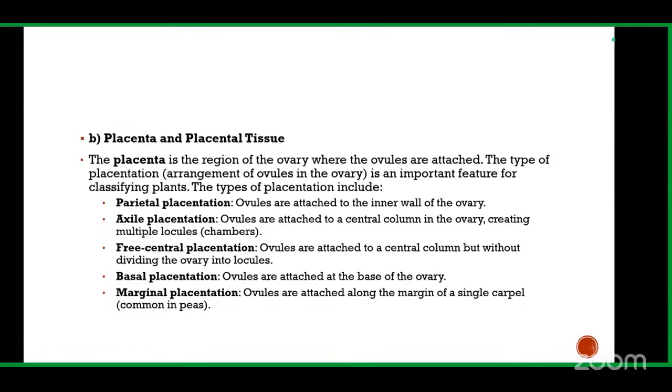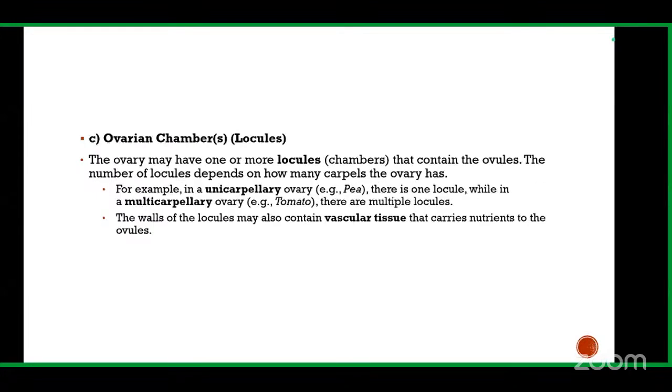Based on this, you can also identify what type of placentation this is. So you must remember the terms. Next is ovarian chamber. This is the locule. So I have already discussed there are unicarpellary and multicarpellary ovaries, made up of one carpel or more than one carpel.